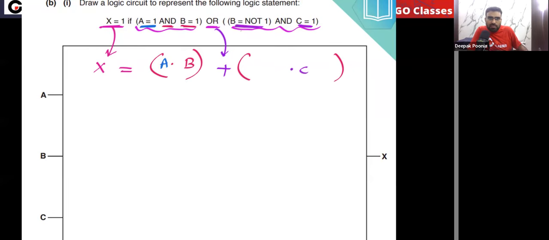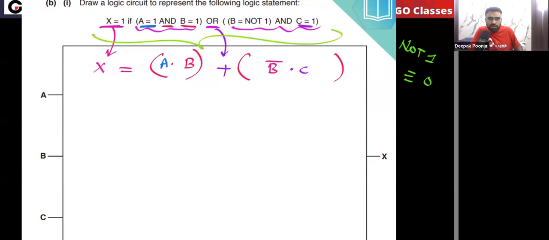Now look at this, b equal to not 1. What is not 1? Not 1 means 0. Not 1 is the same as 0. And what is b equal to 0? You can write it as b bar. So remember, b equal to 1 you can write as b, b equal to 0 you can write as b bar. Here c equal to 1, we are directly writing c, but b equal to 0 you are writing as b bar.